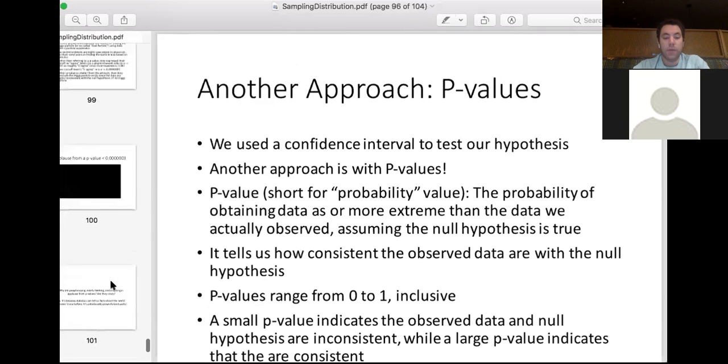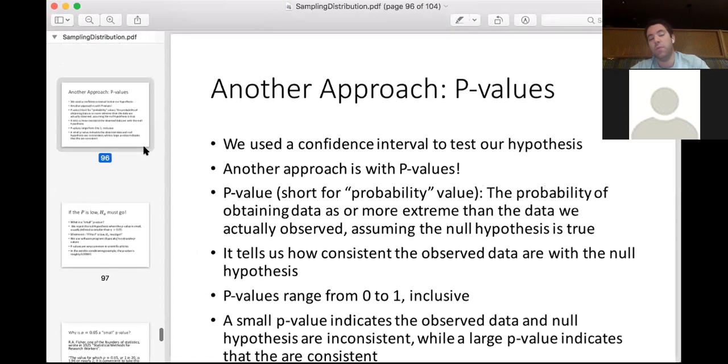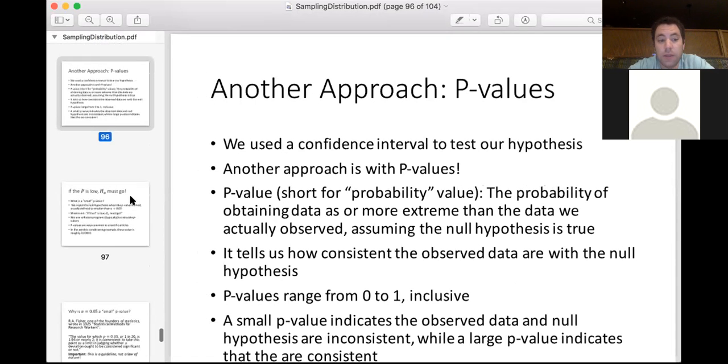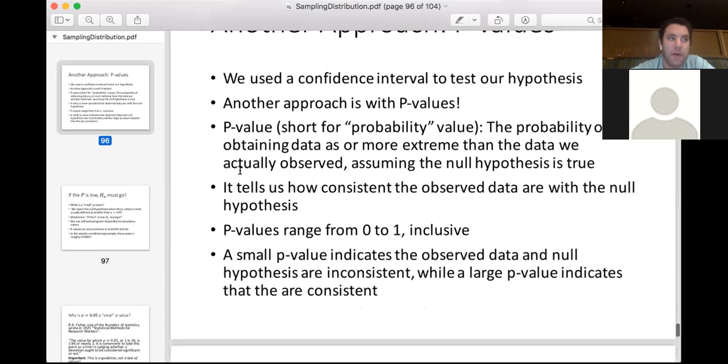So that was just an example using hypothesis tests. Another approach is to use what's called a p-value, which is most commonly reported in statistical tests. P-value, which is short for probability value, is representative of the probability of obtaining data as or more extreme than the data we actually observed, assuming the null hypothesis is true. It tells us how consistent the observed data is with the null hypothesis, and p-values can range from any value between 0 and 1 inclusive.